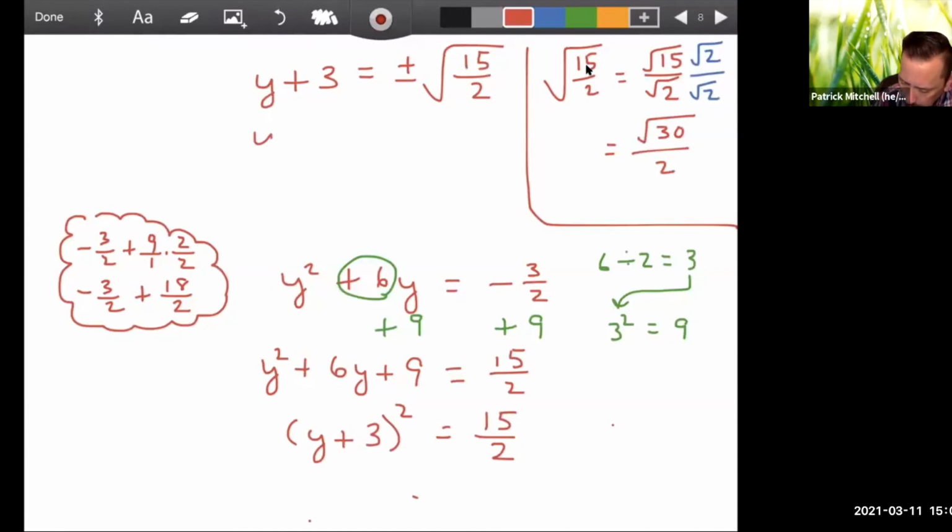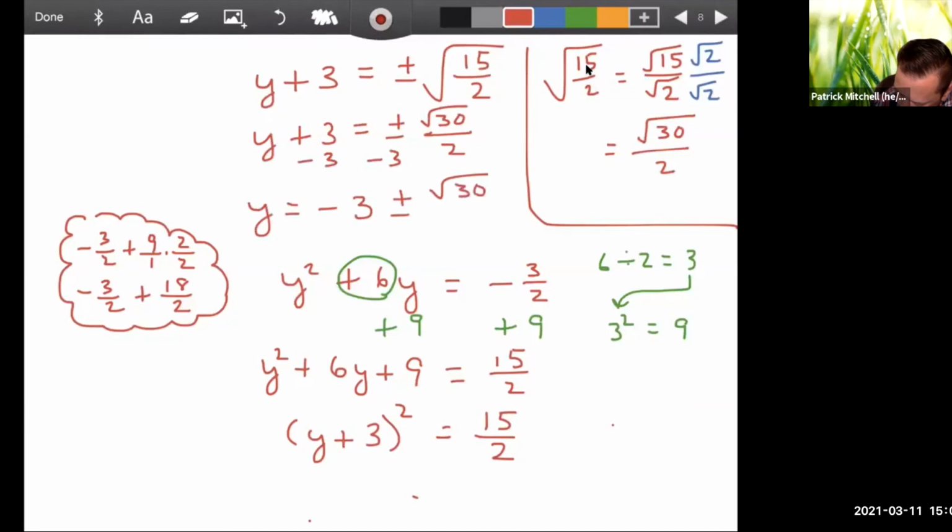y plus 3 equals plus or minus square root of 30 over 2. And now when you subtract 3 on both sides, your two solutions are negative 3 plus or minus the square root of 30 over 2. And I think this time I'll just leave my answer like that instead of separating it into the two separate answers.